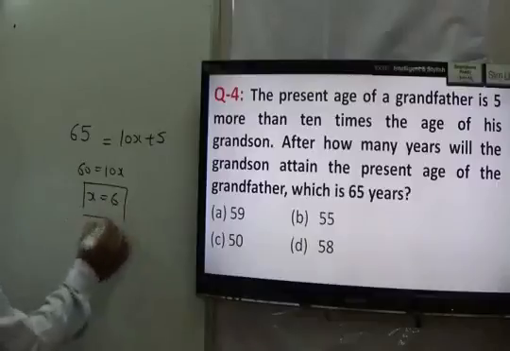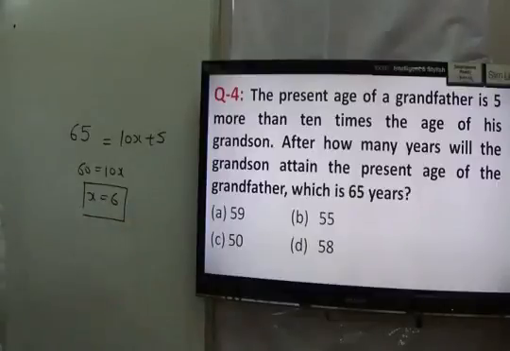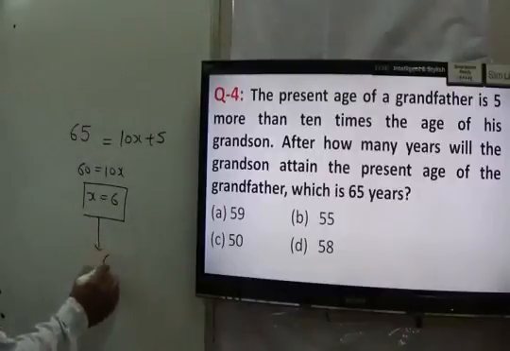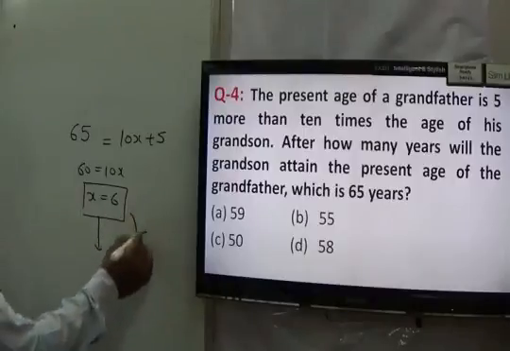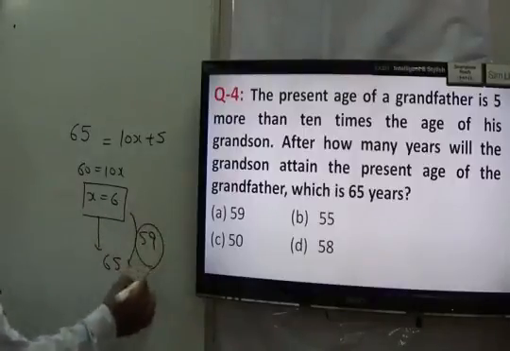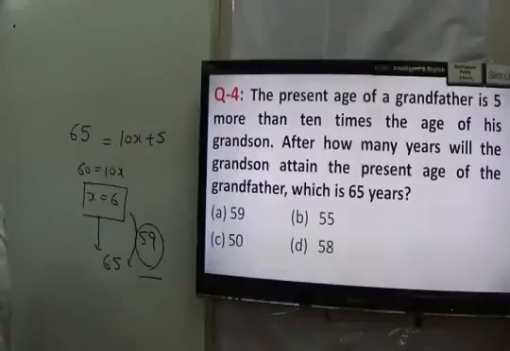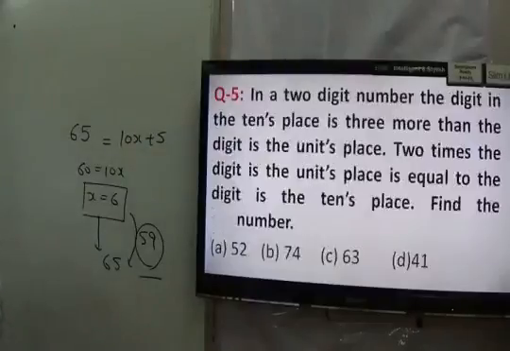It means the present age of the grandson is equal to 6 years, and the question is after how many years will the grandson attain the present age of the grandfather? It means the grandson's age must be 65. That would be possible after 59 years. The answer to my question is 59 years. Answer is A, right?